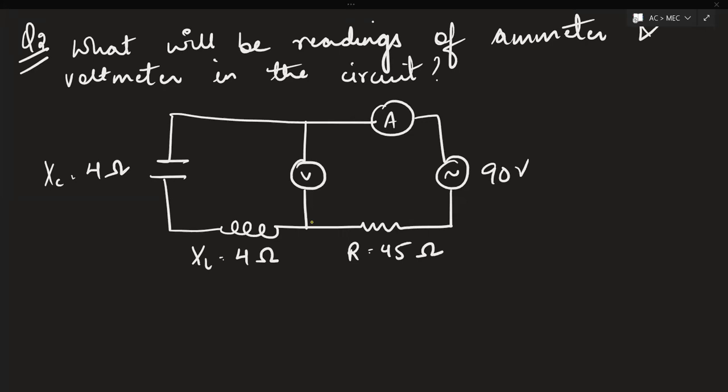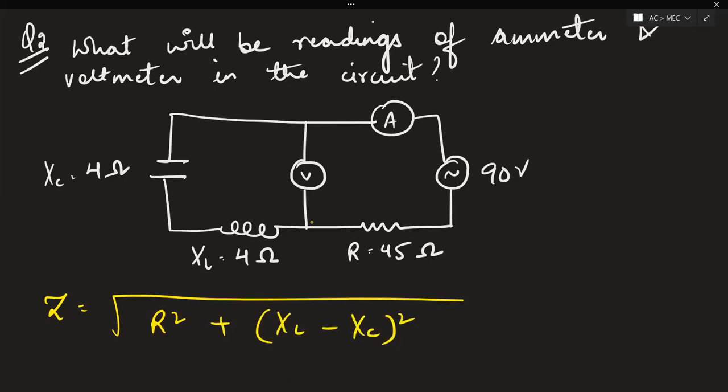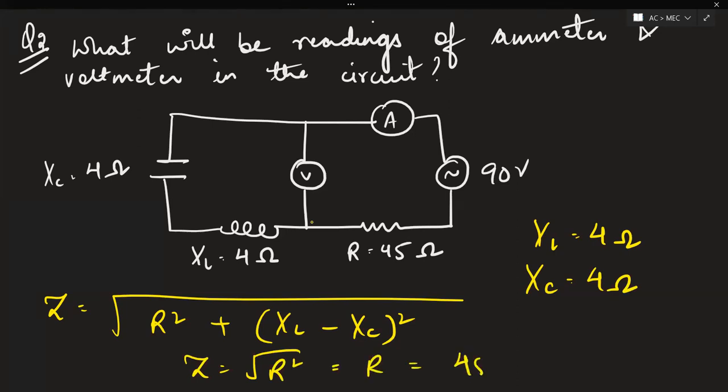Now see, here you have to find out the readings of the ammeter and voltmeter. When I write Z, Z will be equal to under root R square plus (XL minus XC or XC minus XL) whole square. But if you notice over here, XL is equal to 4 ohm and XC is also equal to 4 ohm. So here what will Z be equal to? Under root R square, that is R. So Z will be directly equal to 45 ohms only.